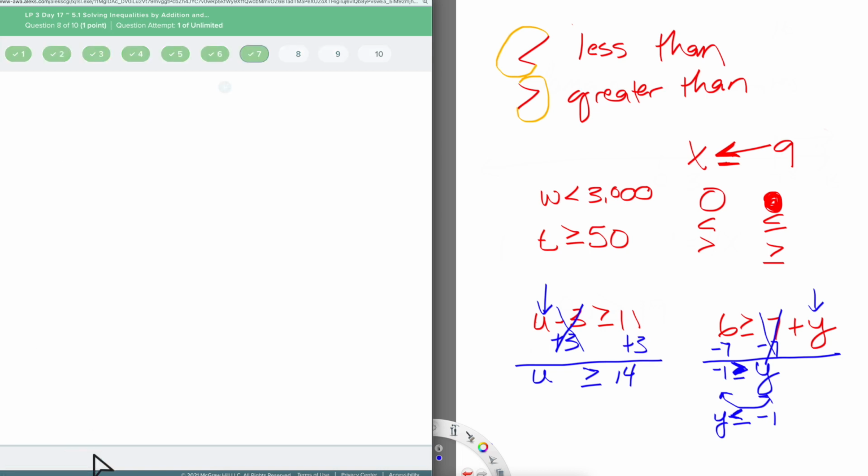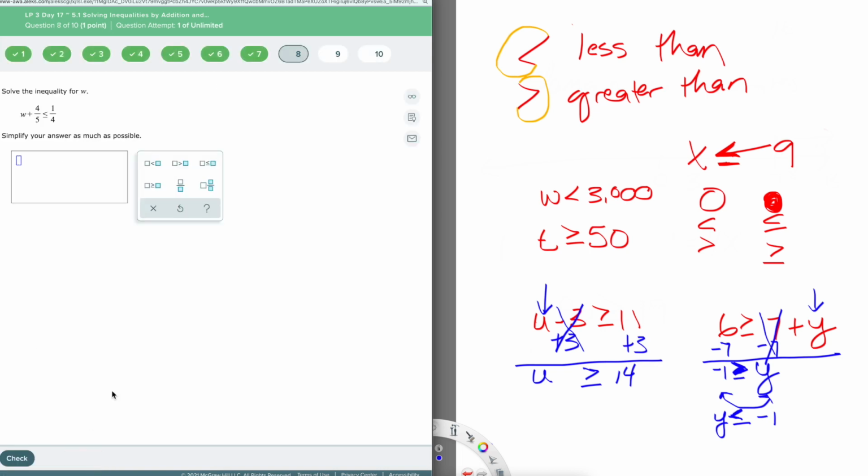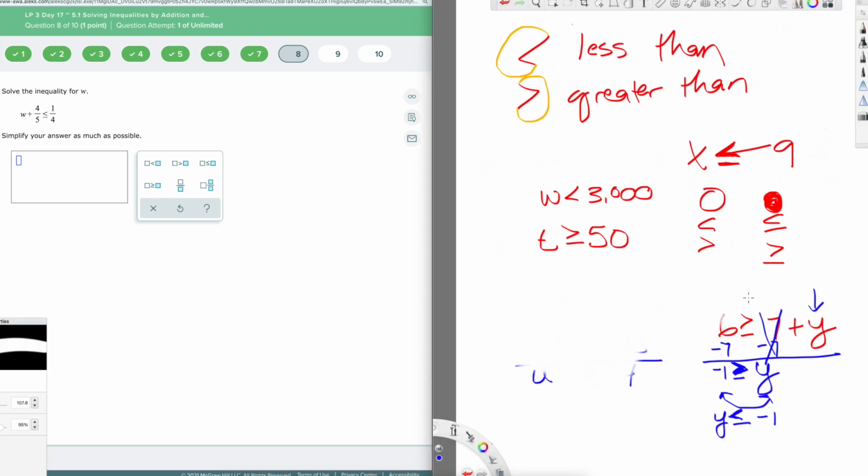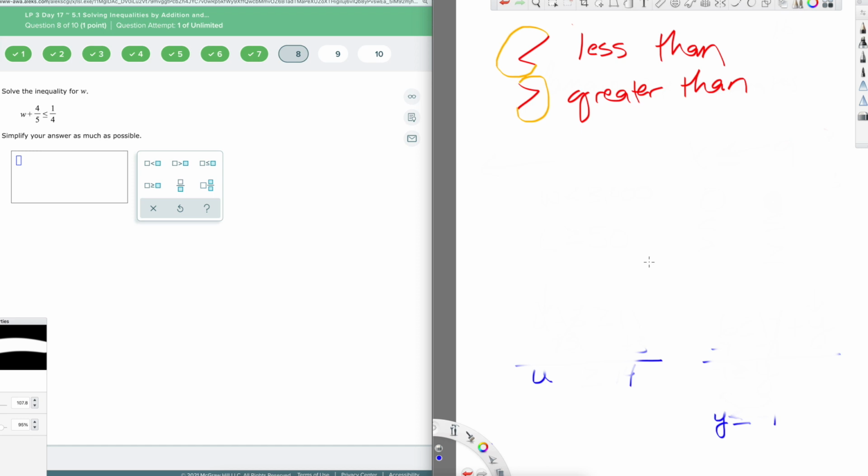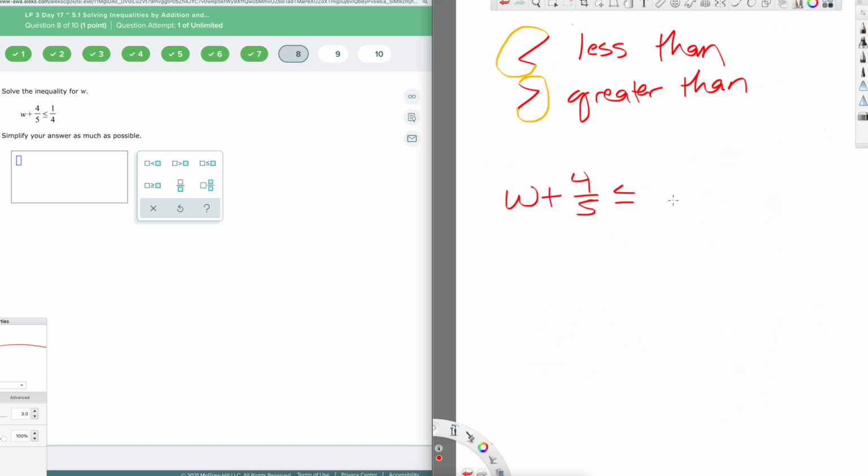All right, now we have some fractions here. So I'm going to clear this guy out real quick. We don't need all this other stuff here. Clear my paper. All right, so we have w plus 4/5 is less than or equal to 1/4. All right, so I want to, again, I'm still solving for this w.